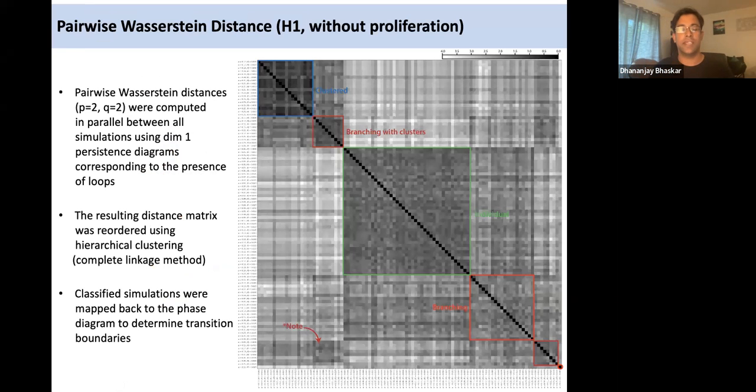So what we do is we compute the Wasserstein distance between any pair of persistence diagrams that we get from our simulation results. And then we use this simple unsupervised classification method to perform this clustering. And so now once you have these clusters, so here we see the elements close to the diagonal have higher Wasserstein values. We can take these clustering results and map them back onto the phase diagram.